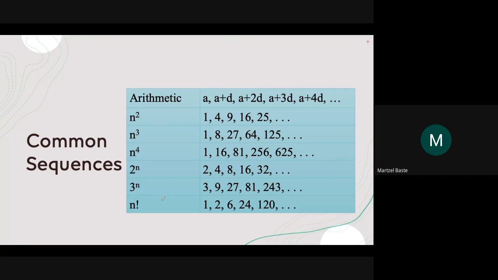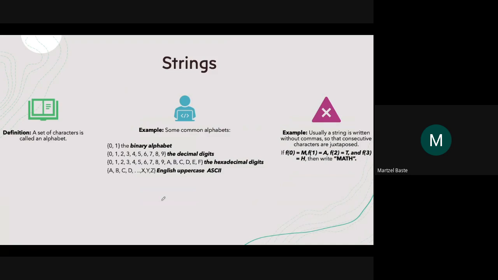Okay? So next is a string. When we speak of string, remember in programming, a string is a sequence of characters. So in fact, whenever we write a string, let's say hello world. So hello world is represented by a sequence of characters, HELLO. Okay?